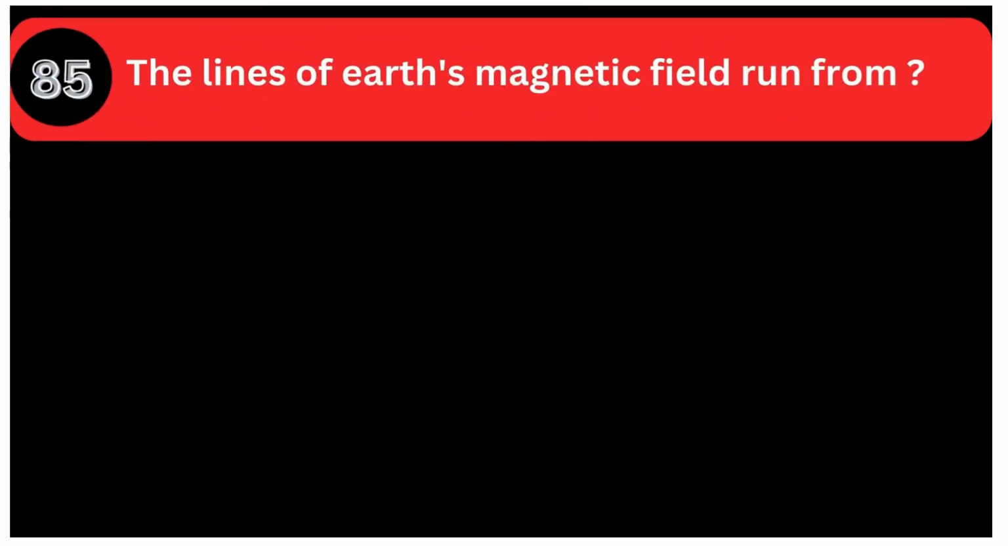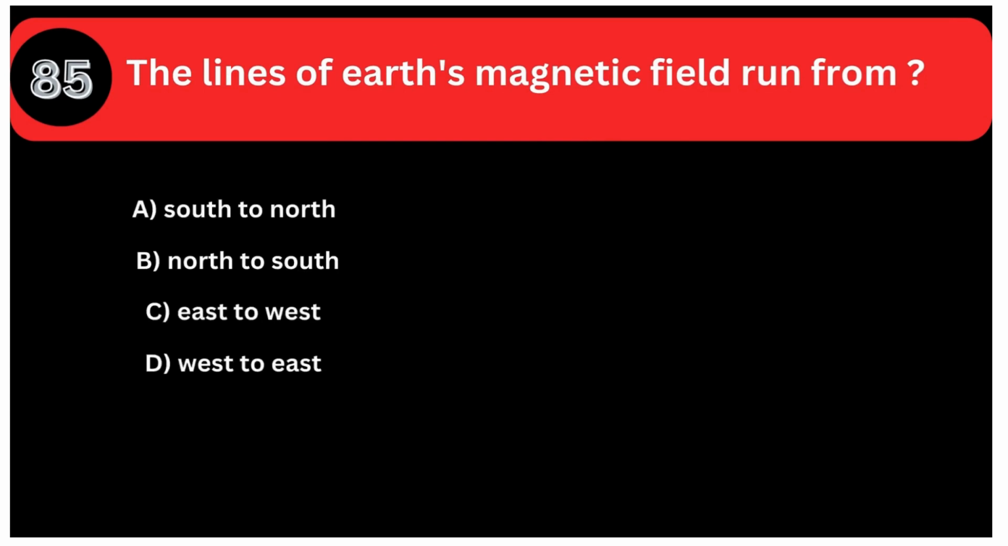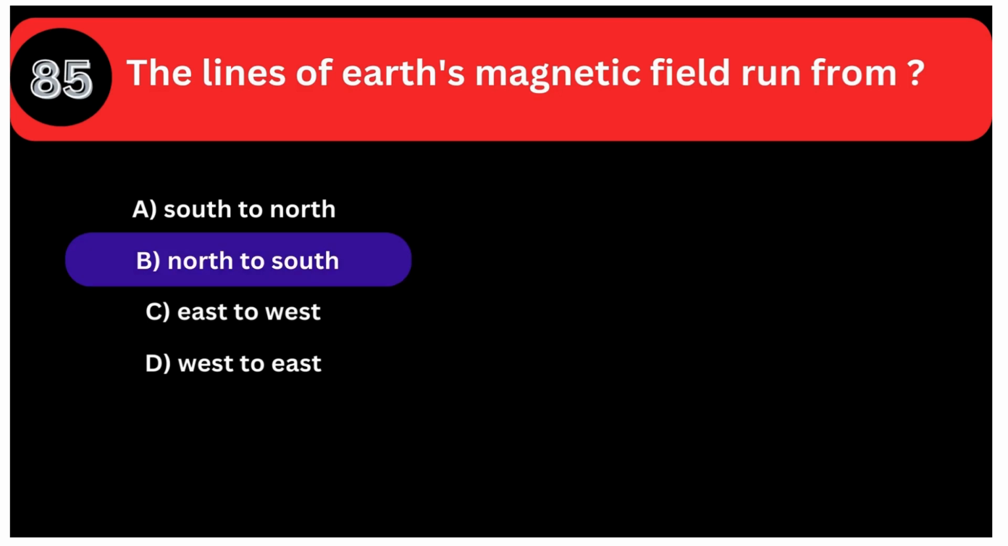The lines of Earth's magnetic field run from. Options A. South to north. B. North to south. C. East to west. D. West to east. Answer B. North to south.